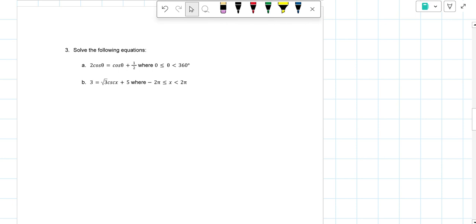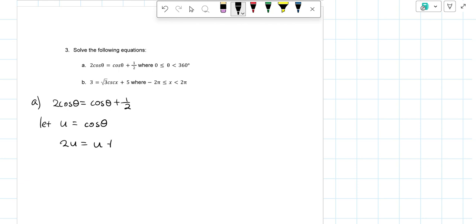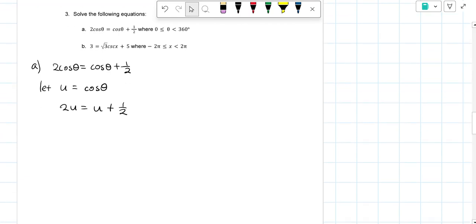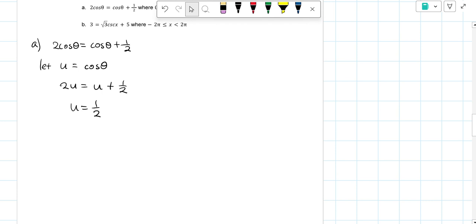Solve the following equations. Well, all these equations, I'm pretty sure we've solved multiple of them repeatedly. So let's give it a try. Part A, 2 cos theta equals cos theta plus 1 over 2. Let's start by substituting that u is equal to cosine theta, which then my equation becomes 2u equals u plus 1 over 2. If I solve for u, it becomes u is equal to 1 over 2. Pretty neat.